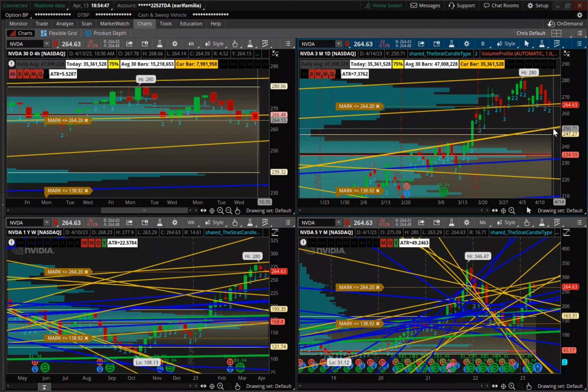Right back to this broad information right here. 252, 250, somewhere in there. Woo, yeah, that one looked good. Looks good for tomorrow and the swing.